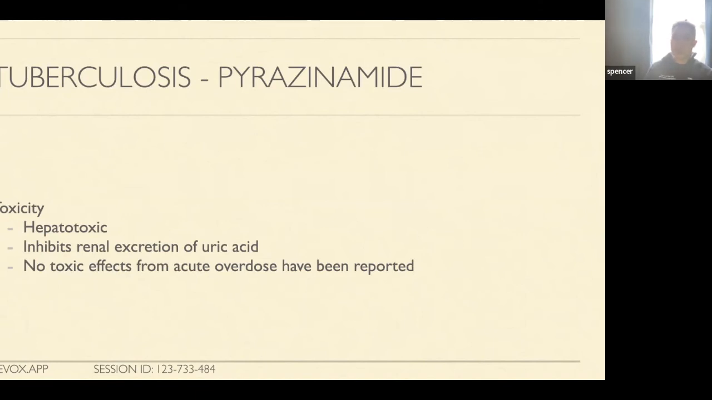When it was first introduced sometime in the 1950s, it was taken at a dose of 40 to 50 milligrams per kilogram for a long period of time, and it was thought to be hepatotoxic. However, more recent dosing lowered the dosage to 30 milligrams per kilogram for 2 months, and now hepatic toxicity is infrequently observed. Some children have been reported to develop elevated uric acid concentrations. However, most patients remain asymptomatic and don't develop gout. There haven't been any actual overdoses reported from pyrazinamide.